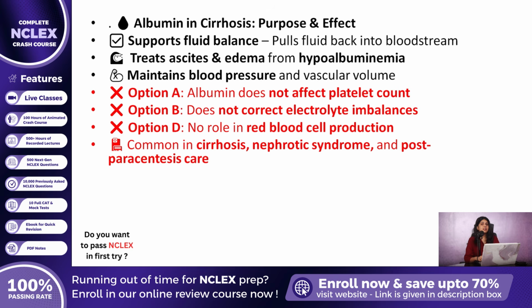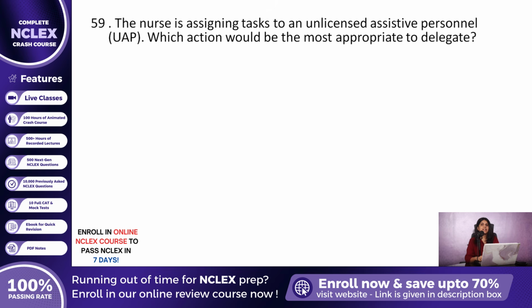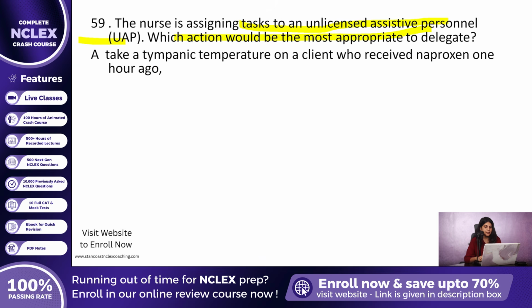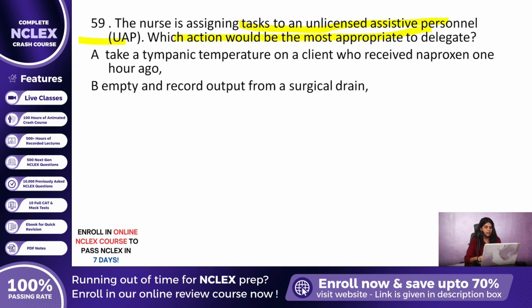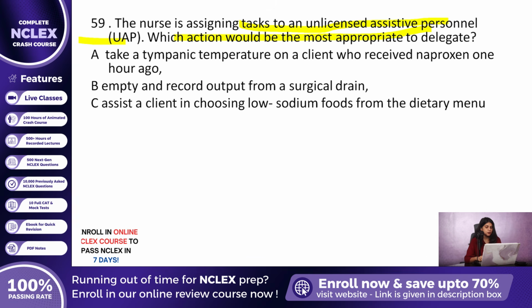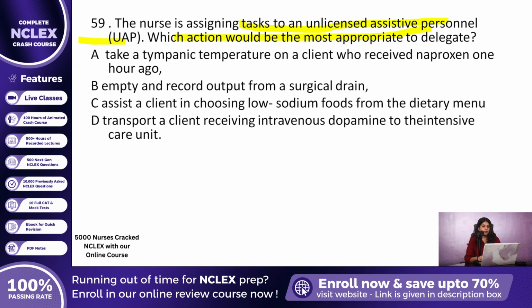Question 59. Let us now move into the realm of delegation, a crucial part of safe and efficient nursing care. The nurse is assigning tasks to an unlicensed assistive personnel, UAP. Which action would be the most appropriate to delegate? The options are: take a tympanic temperature on a client who received naproxen 1 hour ago, empty and record output from a surgical drain, assist a client in choosing low-sodium foods from the dietary menu, or transport a client receiving intravenous dopamine to the intensive care unit.